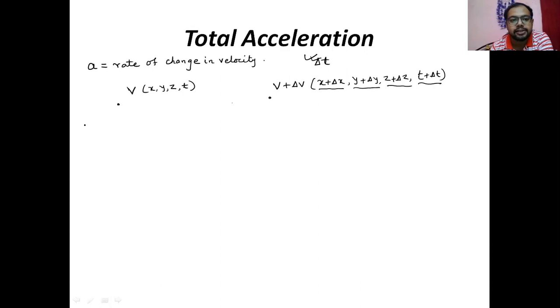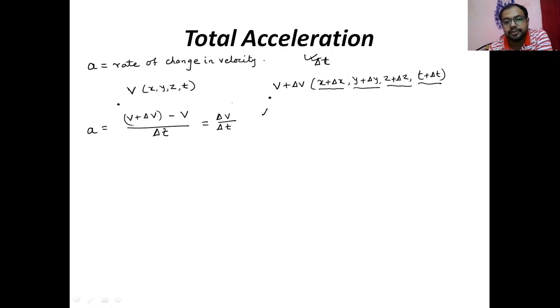So according to the acceleration definition, the final velocity v plus delta v minus the initial velocity, divided by the time, where the time is the change delta t. That is the acceleration definition you will get. In this way we are getting delta v by delta t.